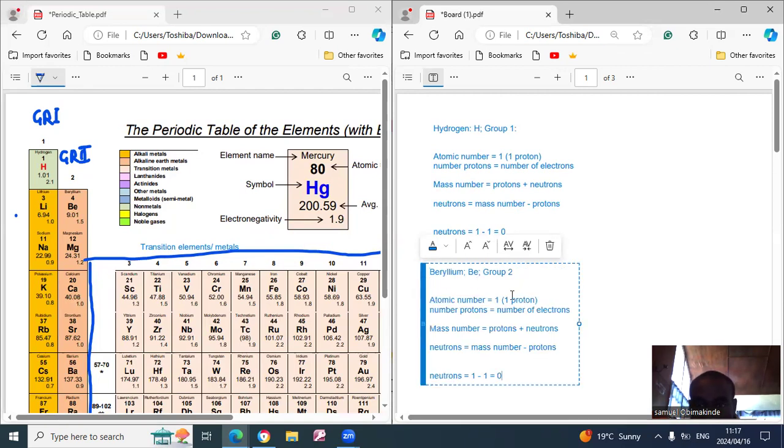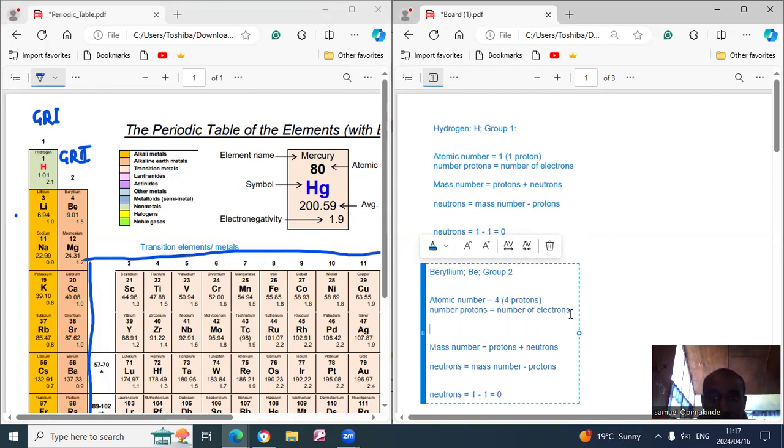Okay, good. So now if you look at beryllium, the number on top here is 4. So it means that the atomic number is 4, so it will have 4 protons, because the atomic number is the number of protons. Now, the number of protons equals the number of electrons. It means that the neutral beryllium atom will have 4 electrons.